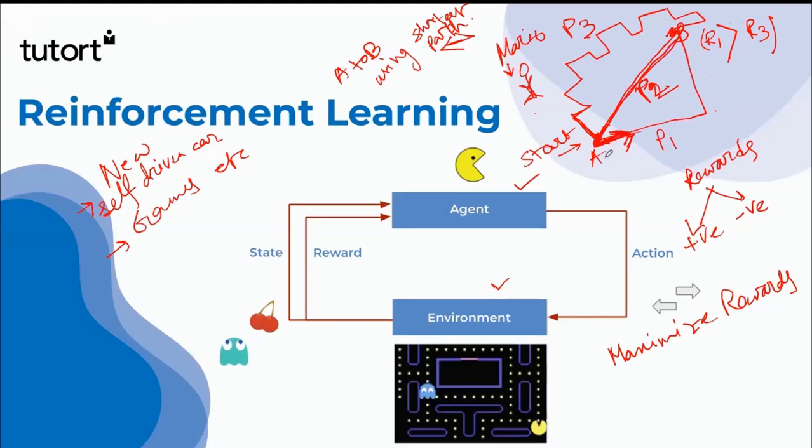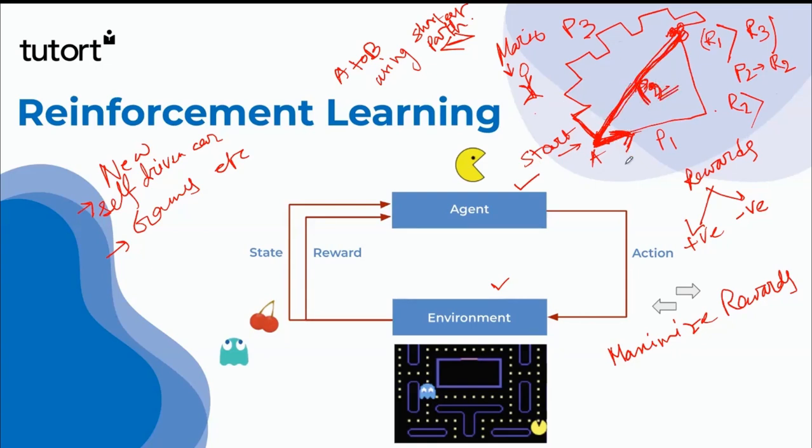Now in the third iteration, Mario is taking this particular road, the P2 road, and for the P2 road, suppose it is getting R2 reward, and R2 is the greatest reward among all the rewards. Then my agent, Mario here, is learning that if I choose this particular path every time, I will be getting maximum reward.